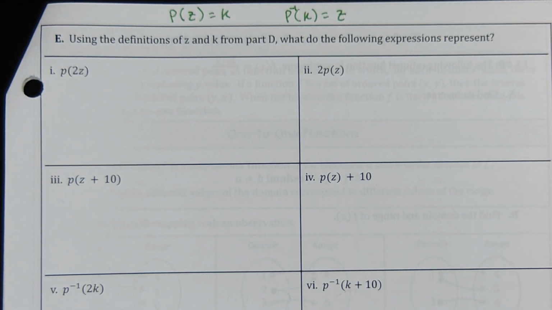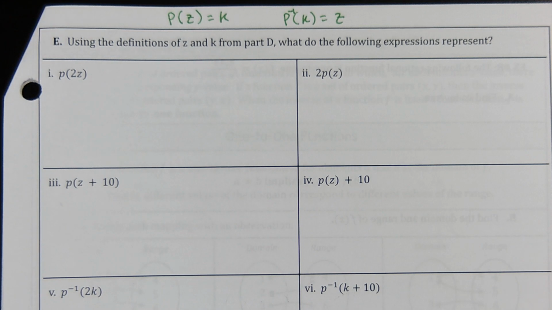So if you write 2Z, what have you doubled? We've doubled Z. Z is the height of the tree. So what this describes is the water needs of a tree that is twice the average height.